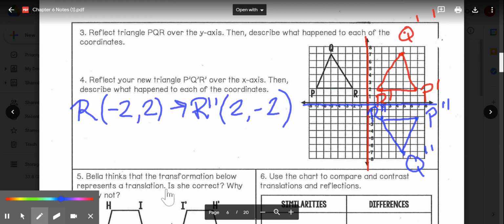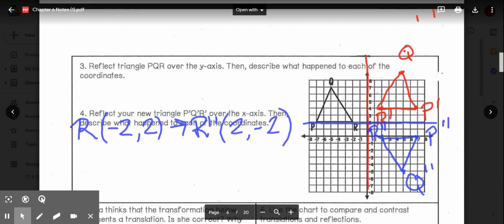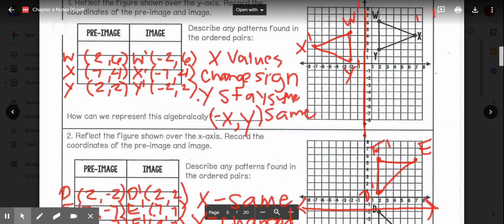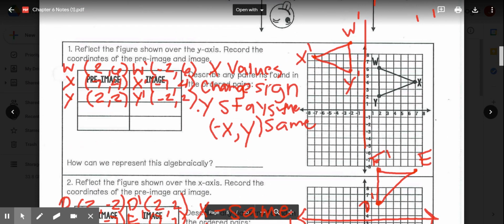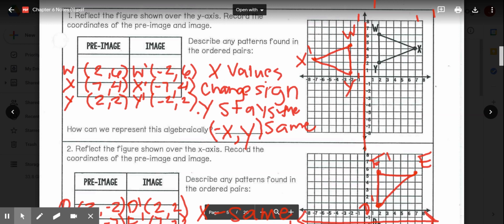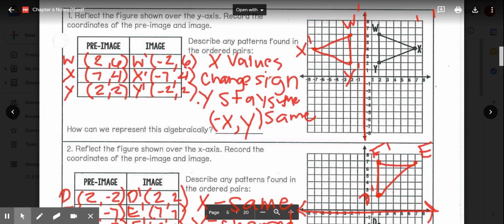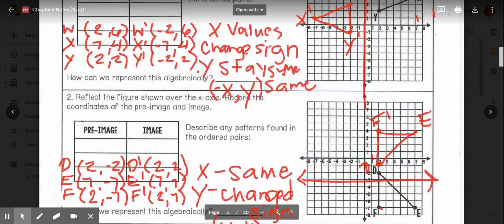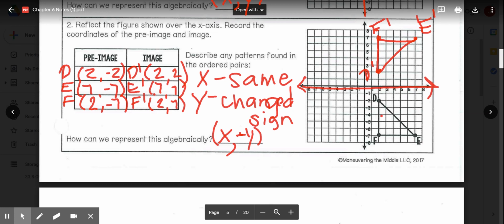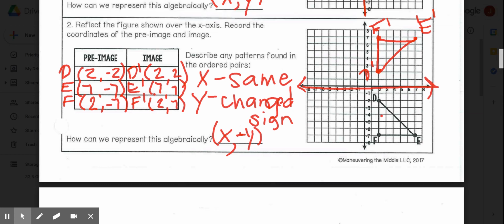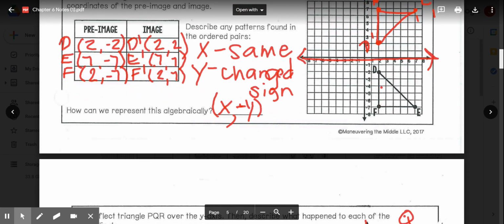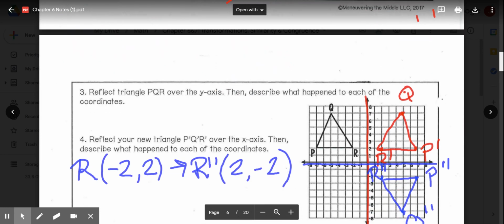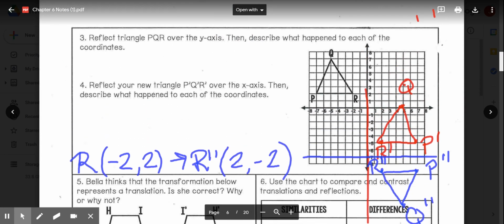So one important thing here for you to see, and we can even go back and talk about this on that last example that we did, it really depends which axis you are flipping over. When you flip over the y-axis, that coordinate stays the same. When you flip over the x-axis, that coordinate stays the same. So that's a good pattern for us to pick out here, is that whichever axis you're flipping over, that coordinate stays the same and the other coordinate changes sign.